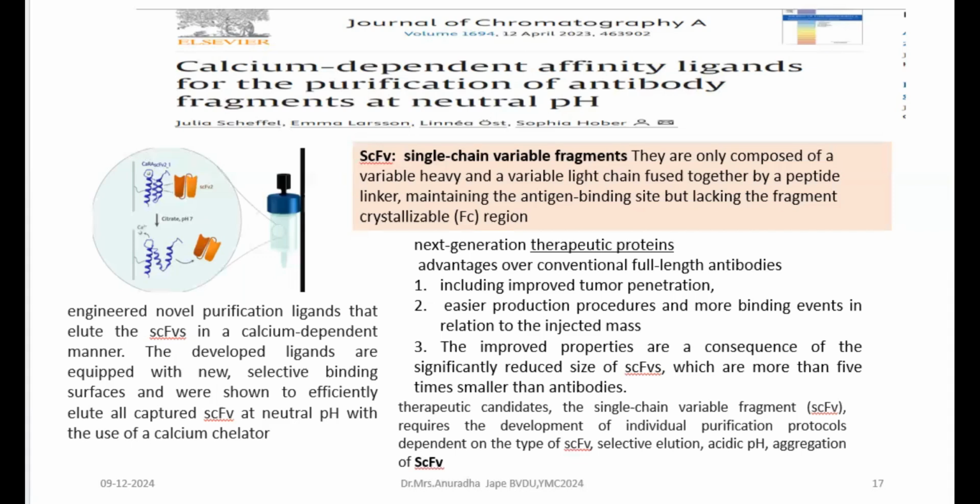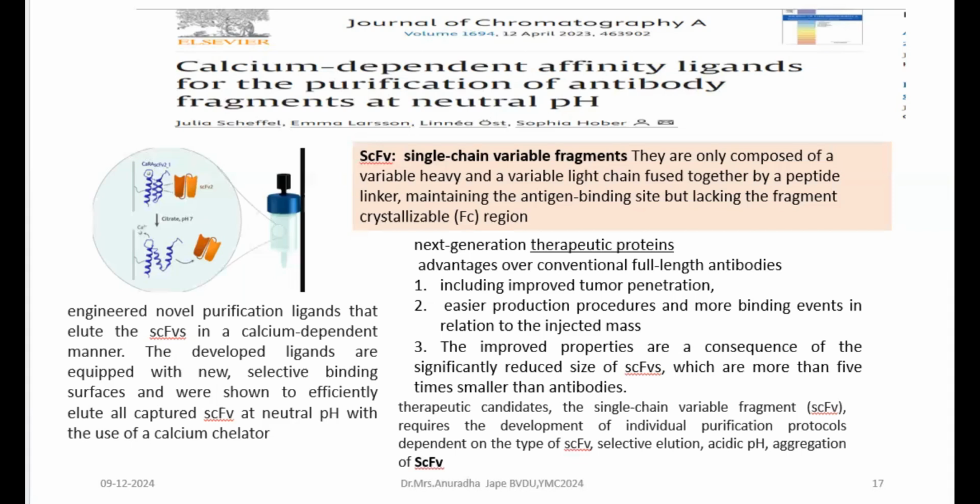So as against the full length antibodies, these SCFVs are almost one fifth of the size, so the penetrability and functionality are better. So these SCFVs are considered good therapeutic candidates, and their purification is done using chromatography, right? When we talk about the protocols for purifying SCFV, that is single chain variable fragment of antibody, you have to have selective elution for each type of the antibody and its SCFV region, right?